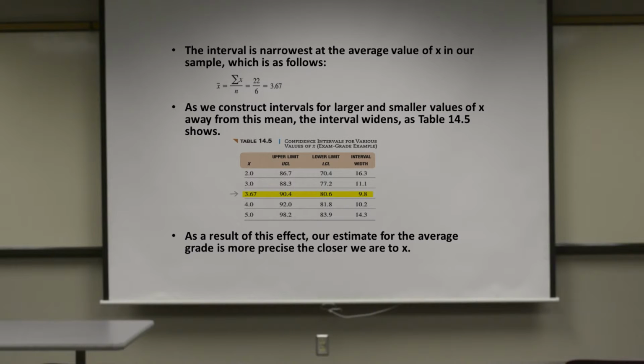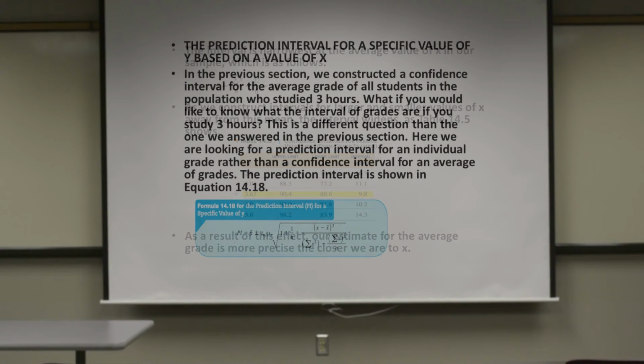The interval is narrowest at the average value of X in our sample, which is as follows. As we construct intervals for larger and smaller values of X away from this mean, the interval widens, as table 14.5 shows. As a result of this effect, our estimate for the average grade is more precise the closer we are to X bar.